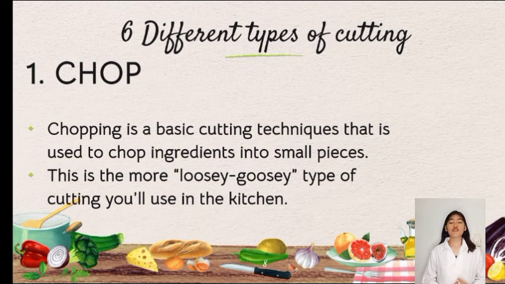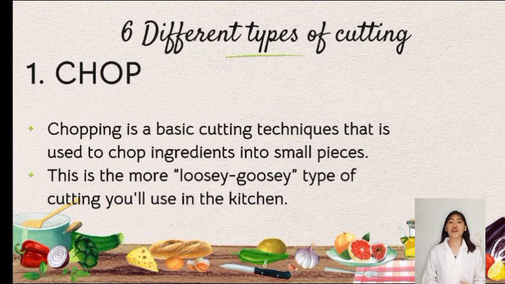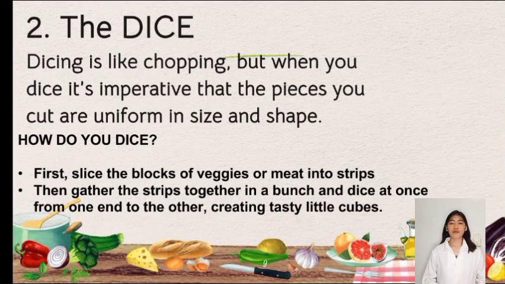First, we have chop. Chopping is a basic cutting technique that is used to cut ingredients into small pieces. To chop, you must hold the ingredients in one hand and use your other hand to hold the knife. Point the knife at the ingredients and then make a quick slicing motion with the knife while keeping your fingers tucked behind the blade. Second, we have the dice.